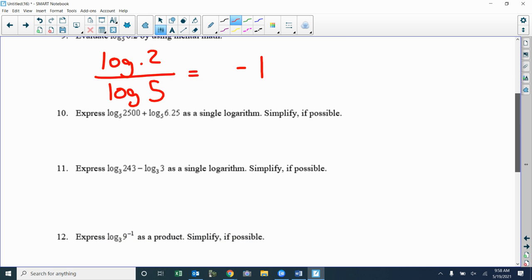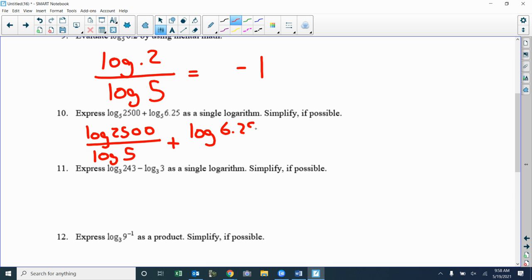Number 10. You can do these also, write in your calculator, you can write it as a single. You don't really need to do that, simplify if possible, but if you write it as a single, you can do that also, but really, you can solve for this: log of 2,500 over log of 5. You'll get a value there, plus log of 6.25 divided by log of 5. You can do that. I think you should get 5 plus 1 equals 6.